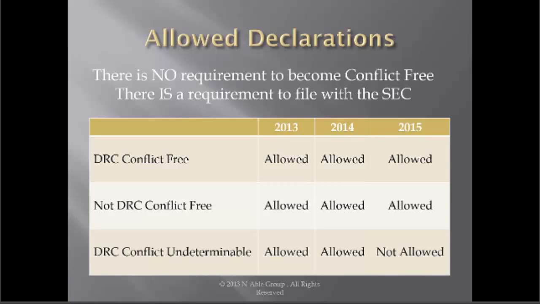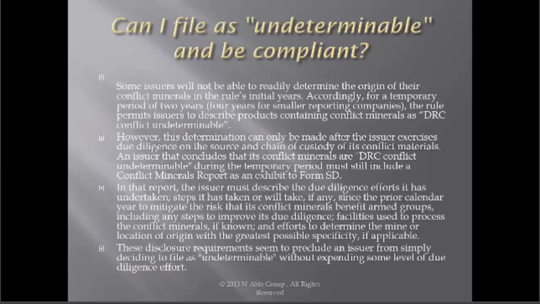So the things that you can file, or the declarations you can make, is that a product is conflict-free, not conflict-free, or conflict undeterminable. So for conflict-free, you can make that declaration anytime, this year, next year, the following year, and the same with not conflict-free. You can only choose the undeterminable category for the next 2 years, and then after that, you're going to have to own up and either declare it as conflict-free or not conflict-free. And remember, this is on a product basis.